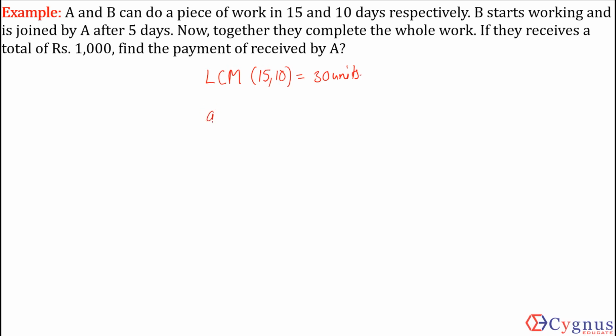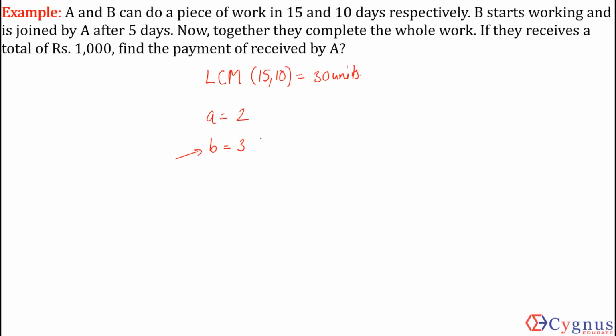Now, what's the work done by A in 1 day? 30 units can be done in 15 days, so A's efficiency is 2, while B's efficiency will be what? 30 by 10, that is 3. I know that B is more efficient, yes or no? And he starts the working. So obviously, payment received by B will be more than payment received by A.